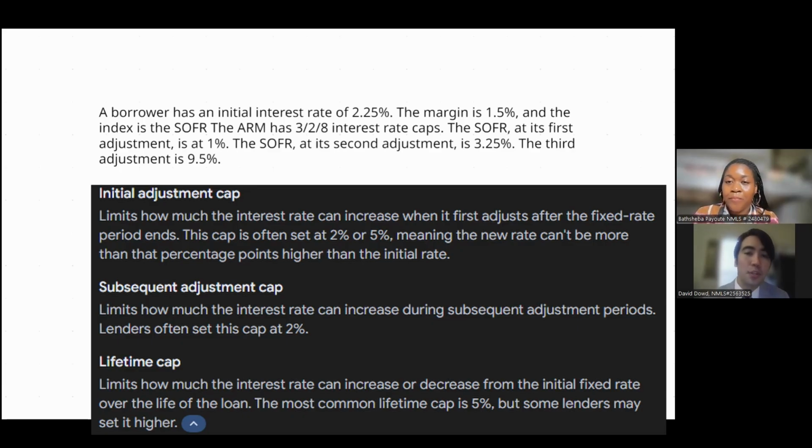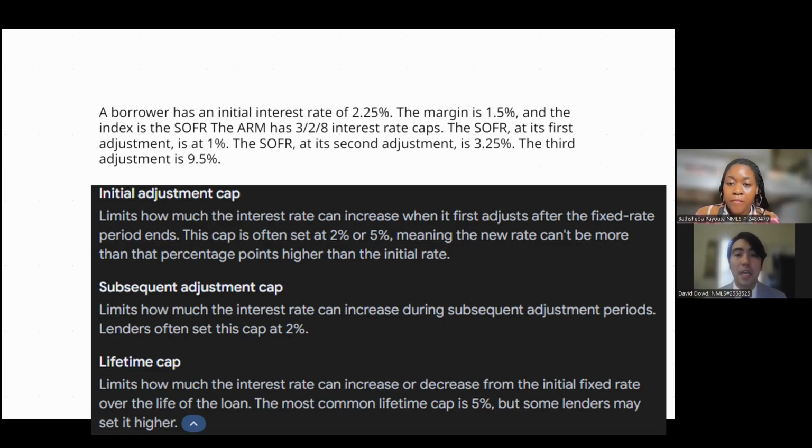And the subsequent adjustment cap is basically every adjustment after the first. So not just the second, it could also be the third, the fourth, the fifth, however many adjustments you're willing to stick around for. And then, of course, the final number is the lifetime adjustment cap. So this is the maximum for the term of the loan. Never go past that lifetime cap, right?